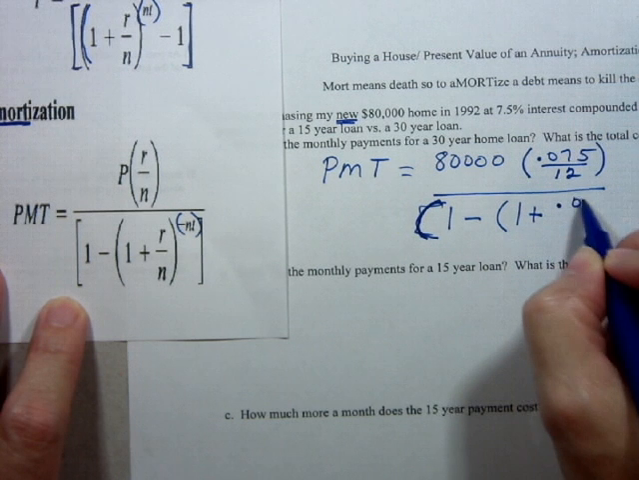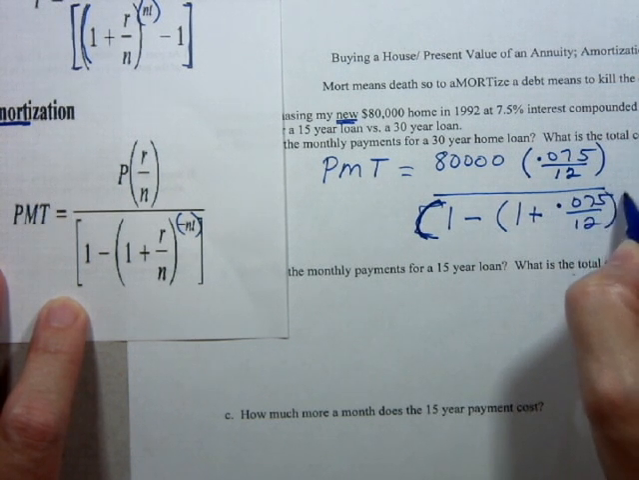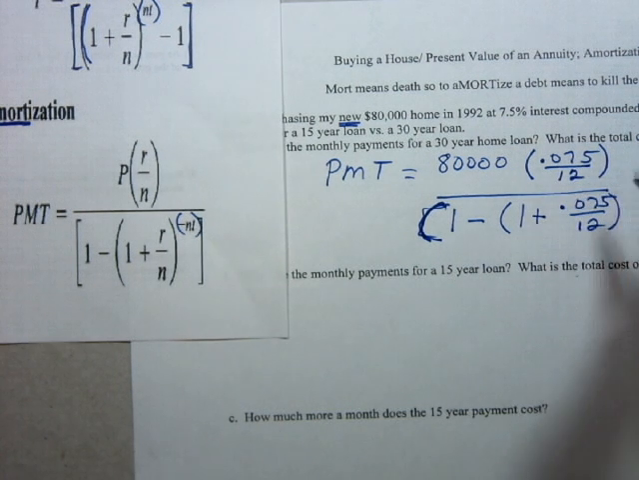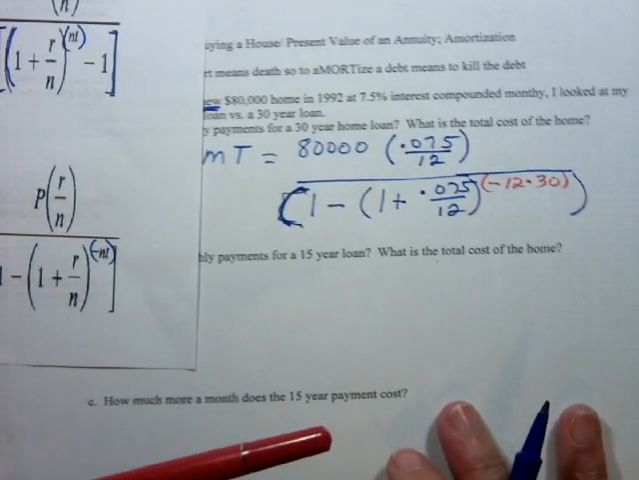Rate, 0.075 divided by 12 to the negative, and I'm going to put this in parentheses, to the negative 12 times, and I'm looking at the 30-year loan here. Let me extend that. And don't forget to end that parenthesis. Notice it's in the formula. Whoops, let's come over. Don't forget to end that parenthesis.